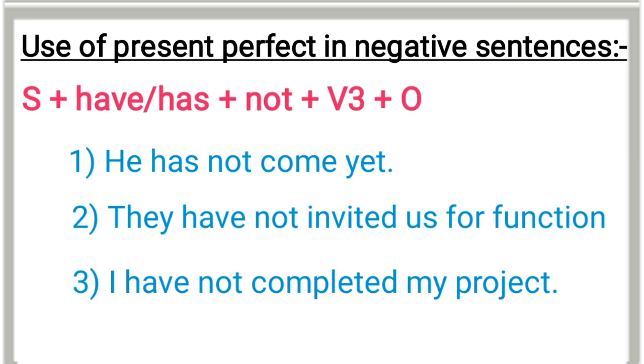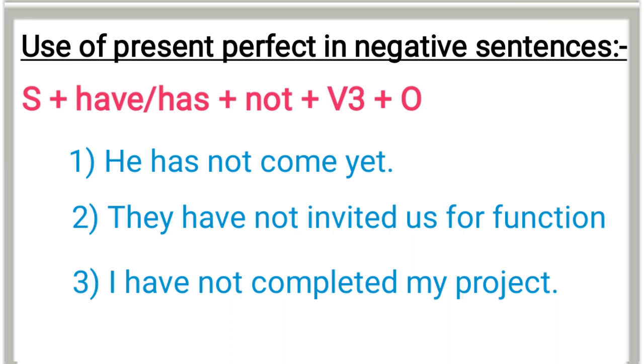Like in the first example I used has with he. Then in second example I use have with they because they is plural form. And in third example I have used again have with I because with I, you and with plural subject we have to use have helping verb. After helping verbs I used not because the structure is negative. And after not in every example I have used third form of the verb like come, invited and completed.